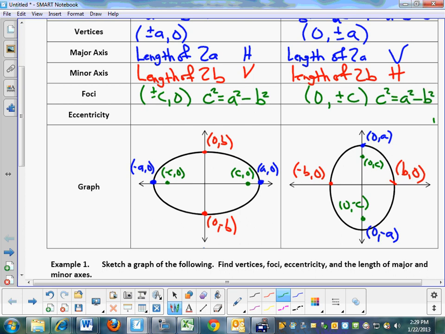And that's really important because when we get to hyperbolas, we also have foci, and it's C squared equals A squared plus B squared. So the formulas are very, very similar for all this stuff. You got to use this chart I give you here.